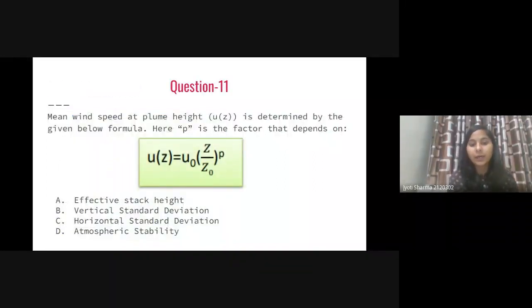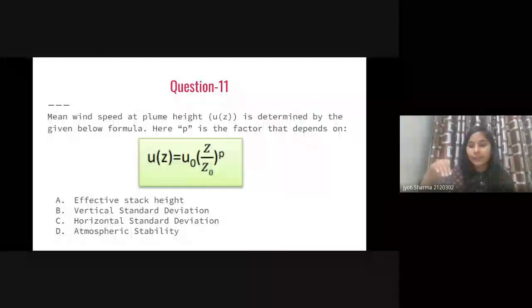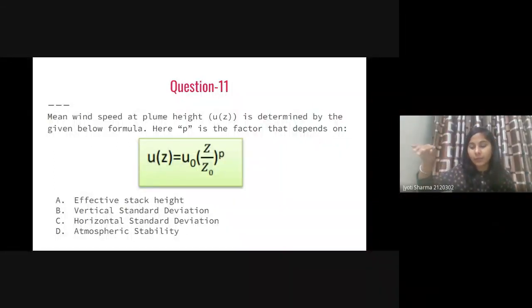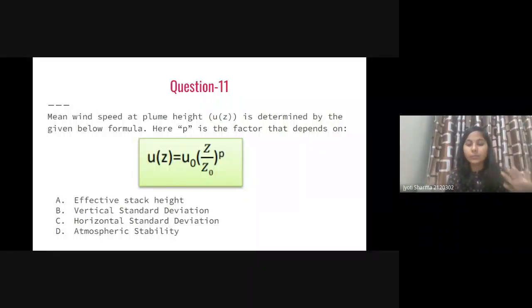And after that, u-naught is nothing but the wind speed at some initial height, and z-naught is the height from where you measured that initial wind speed. So these are the reference wind speed and the reference height, and based on that we can calculate the wind speed at some height Z. So this is dependent on the P value as well, and the P value is dependent on the atmospheric stability.